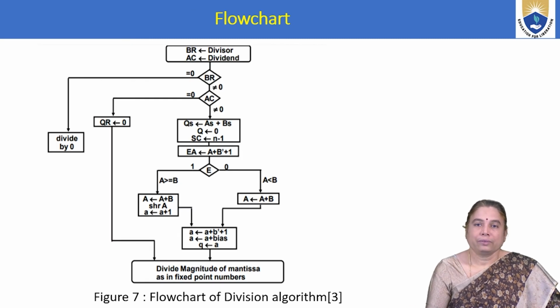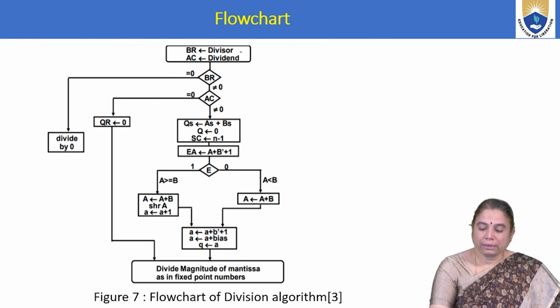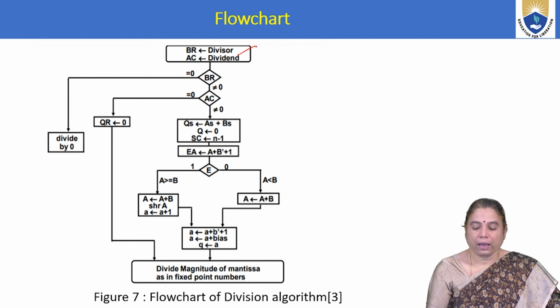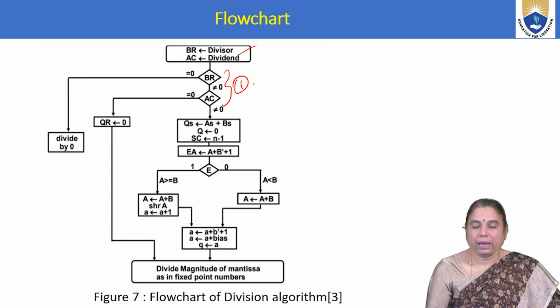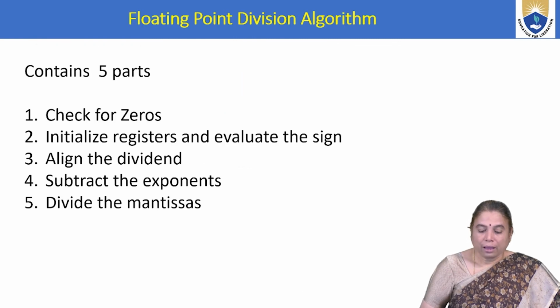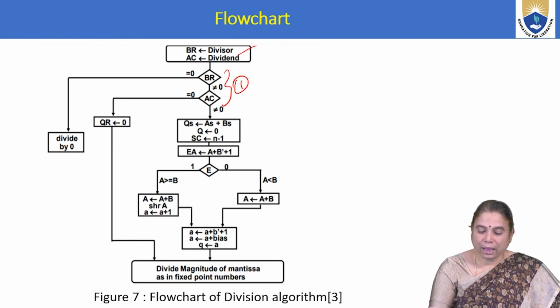So this is the flowchart for division algorithm. The AR can hold the divisor value. AC can hold the dividend value. The first step can be check for zeros. If any number contains the 0 value, it can terminate the division process. The second step here can be initialize registers and evaluate the sign. So the sign can generally be checked with the exclusive OR operation.